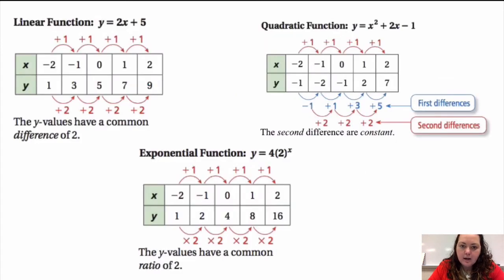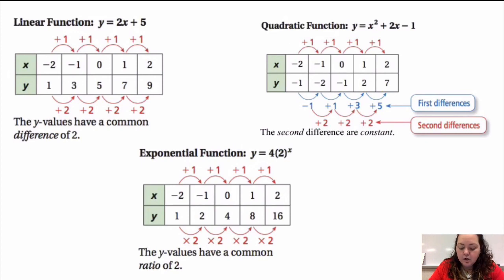All right, so then here we have in table form a linear function. We have y equals 2x plus 5, so you can see the x values are just increasing by 1 every time. And then you can see the pattern with the y values is it's increasing by 2. Okay, so the y values have a common difference of 2. With an exponential function, I have y equals 4 times 2 raised to the x. My x values, again, are just increasing by 1 every time. But my y values are being multiplied by 2 every time. So these have a common ratio of 2. Okay, so if you're multiplying or dividing every time, it's exponential. If you're adding or subtracting every time for your y's, then it is linear.